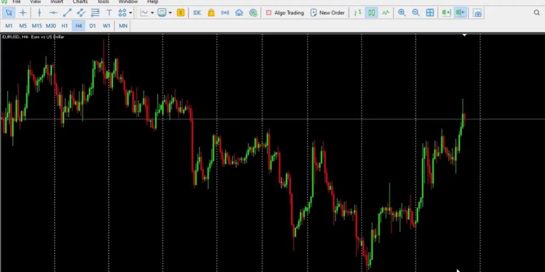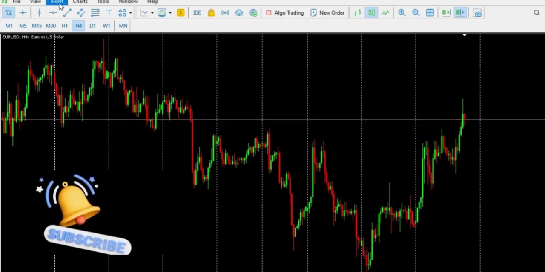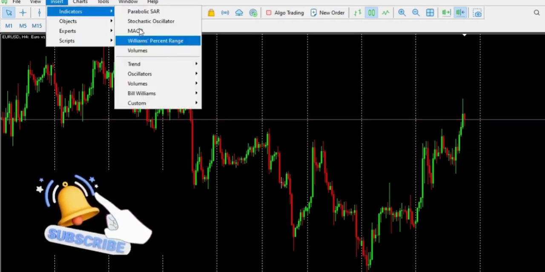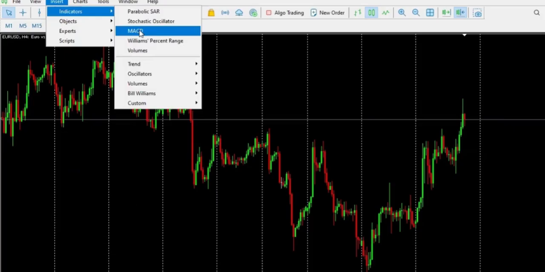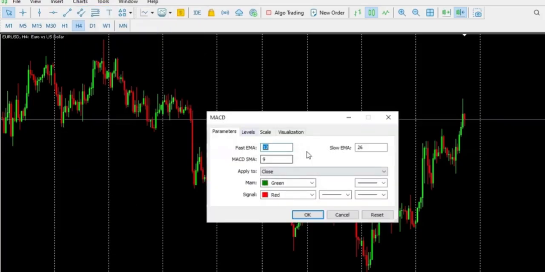This strategy involves the use of indicators like the MACD. And so, let's add it to the chart right away. You go to Insert tab, click on Indicators, and then you see the MACD. We're going to be making use of the parameters just the same way they are: the fast EMA 12, slow EMA 26, MACD SMA 9.